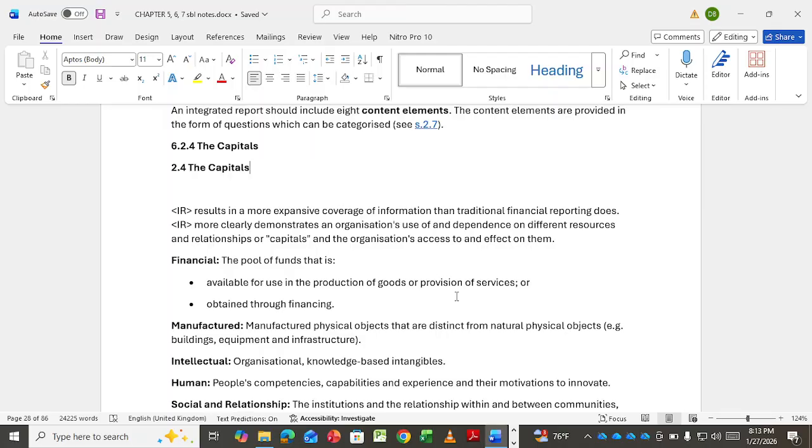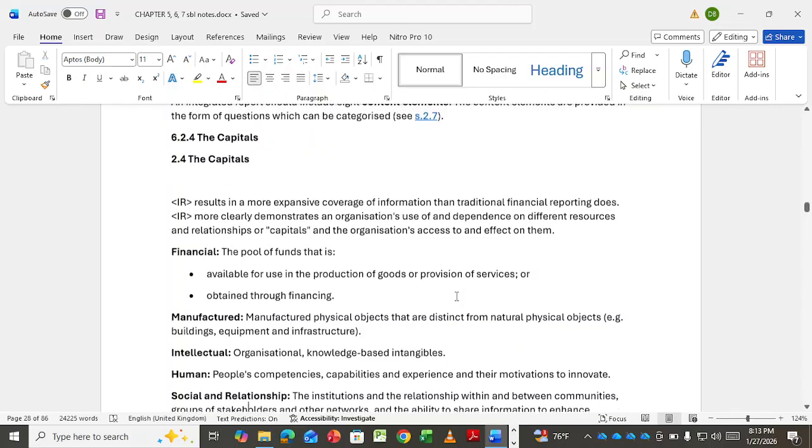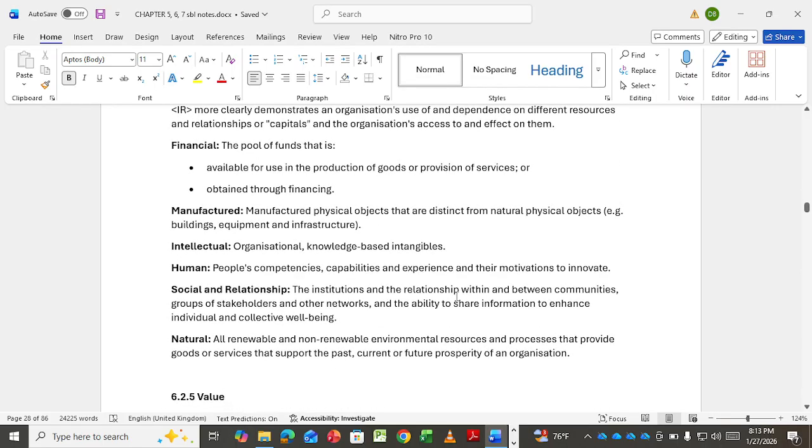Then the last one is the social and relationships. These are relationships that you have with other institutions, other communities. Do you have any shared norms, common values with people that are within your society? So these are assets that a company can rely on, and they can also report them in the integrated reports.